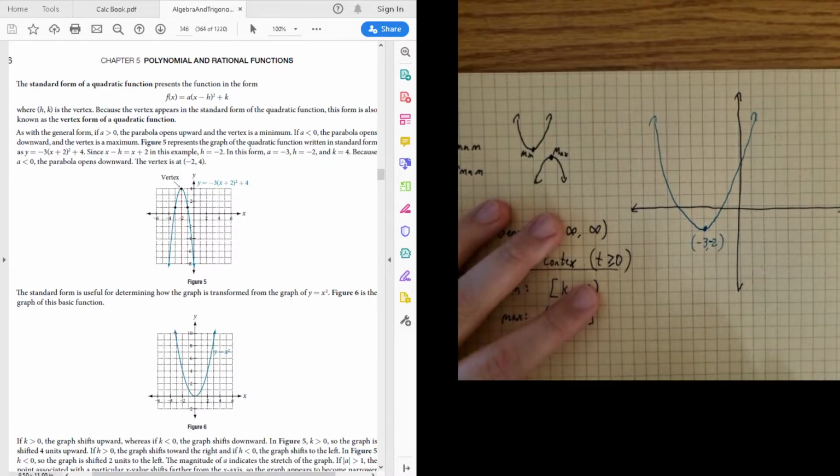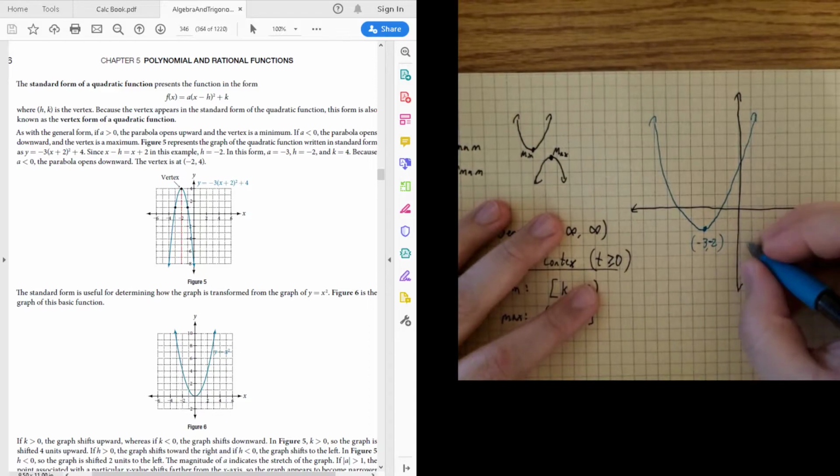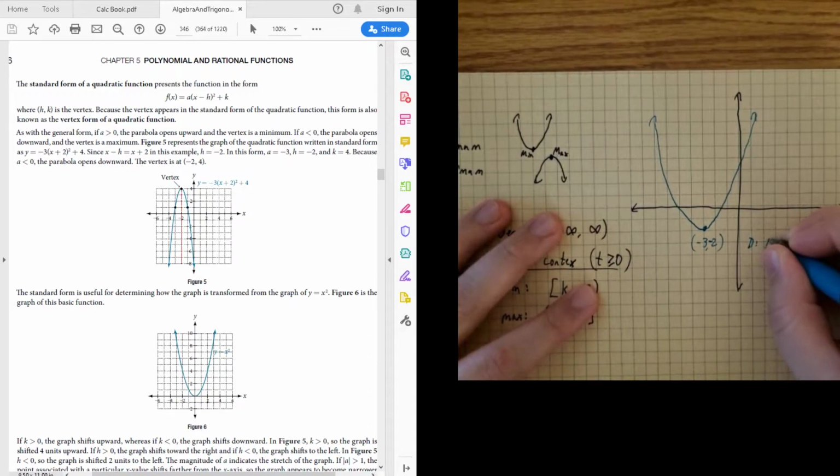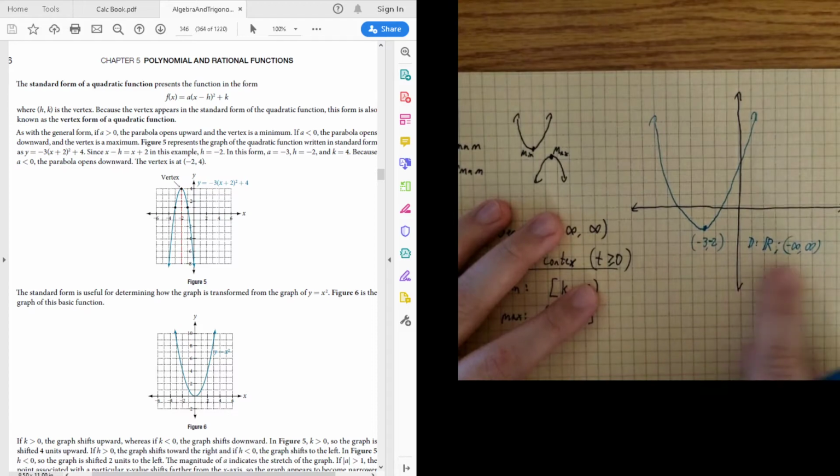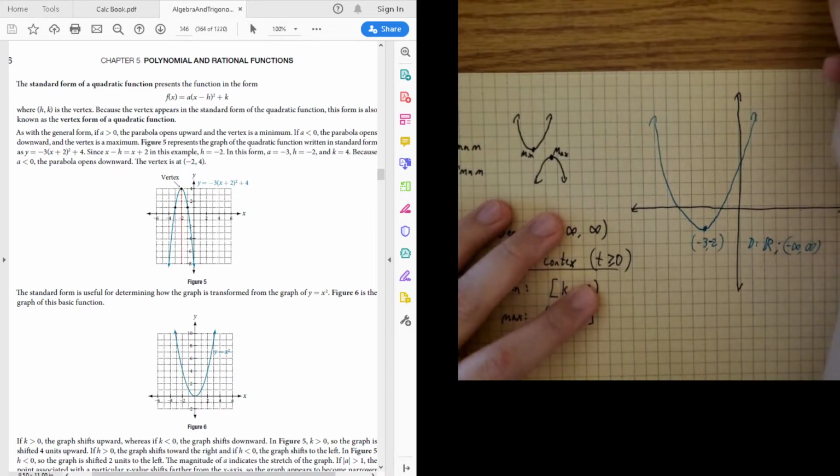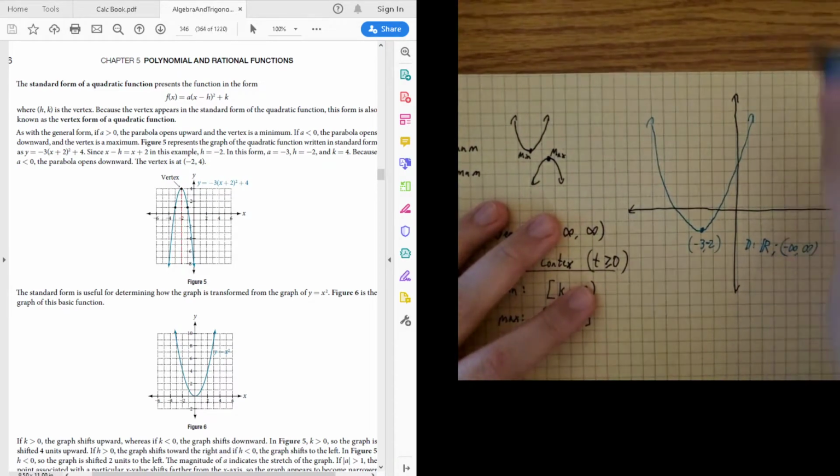Okay. Well, its domain would obviously be all real numbers, so from negative infinity to infinity. Because you'll notice that from this particular version, every x will have a y. Meaning if I go over here, it will eventually have a y value, maybe way up here, but it's there. So every x has a y.